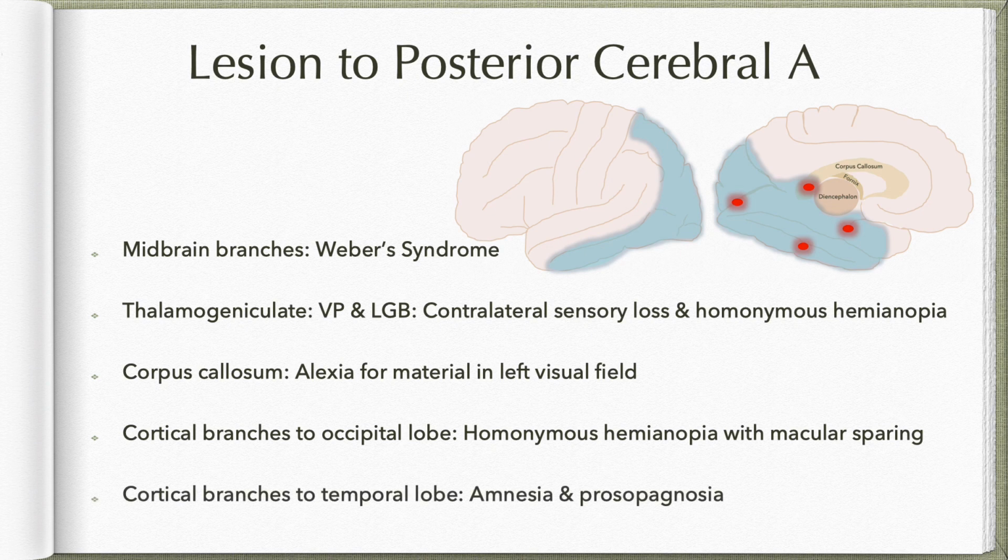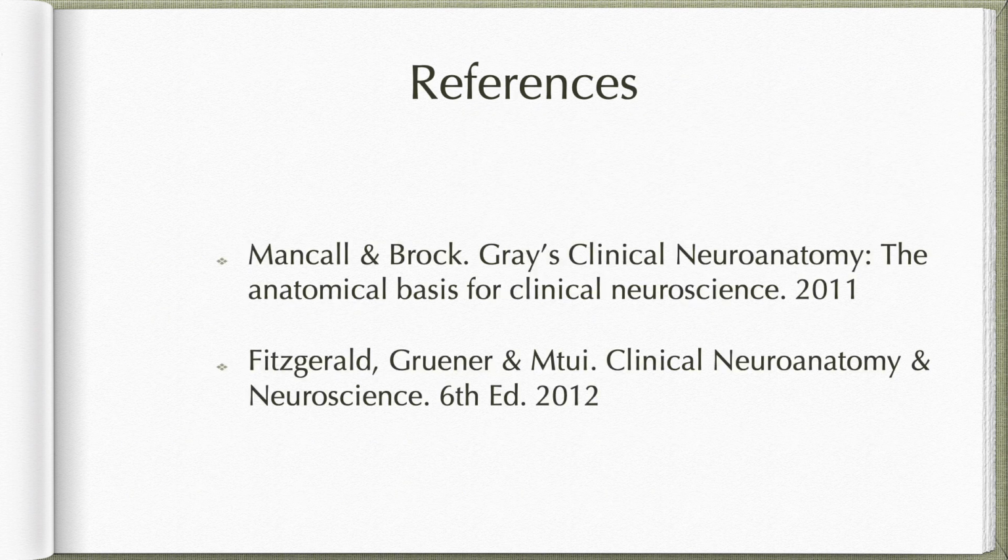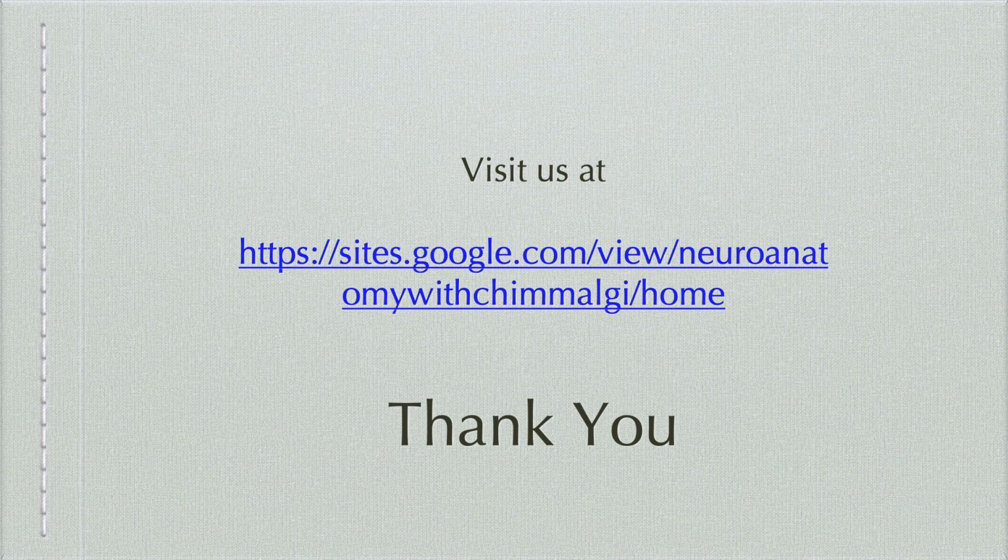And involvement of the cortical branches to the temporal lobe, that is, the areas involving the hippocampal formation, parahippocampal gyrus and the fusiform gyrus, will result in the patient having amnesia, especially anterograde amnesia, and prosopagnosia, that is, inability to identify familiar faces. So strokes are actually one of the commonest features with which patients will present to you on the clinical side. The knowledge of blood supply to the cerebrum will help you identify which artery is most likely to be involved, even before the patient is taken to the next level of investigations.